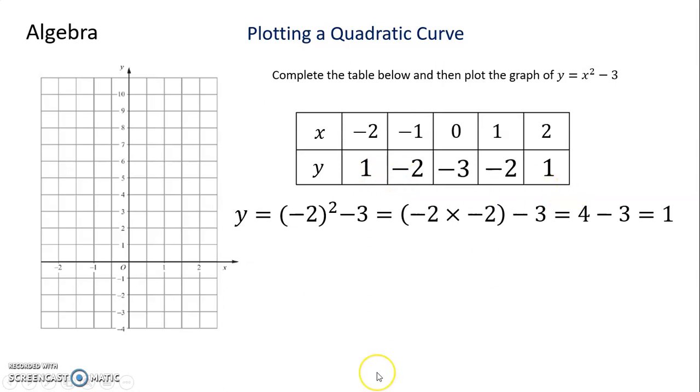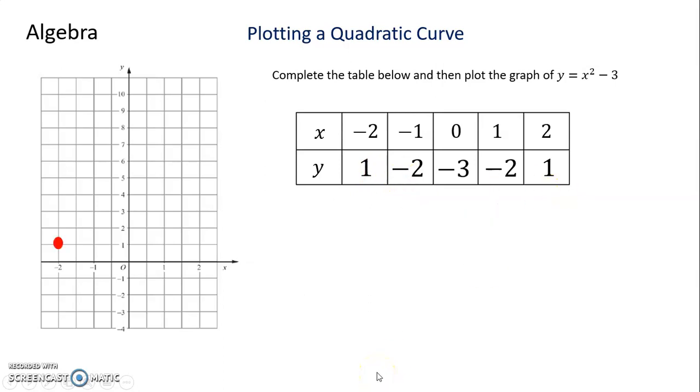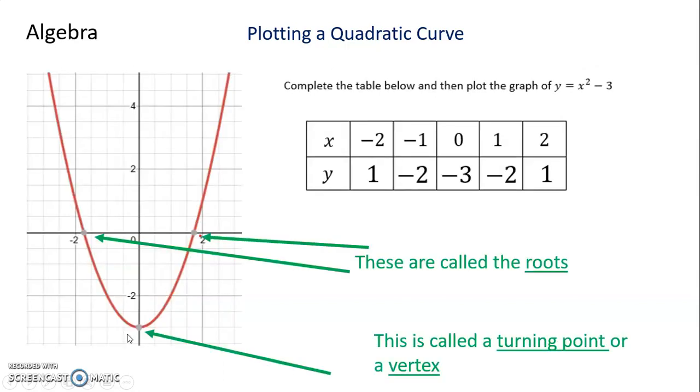I'm now going to plot these points. So negative 2, 1. Negative 1, negative 2. 0, negative 3. 1, negative 2. And 2, 1. And again, we need to join those up to create as smooth a curve as we can. Now again, this particular example, as it happens, the line of symmetry is the y-axis. That won't always be the case. And I've used a graphing package again to show you what that looked like once you've joined it all up.